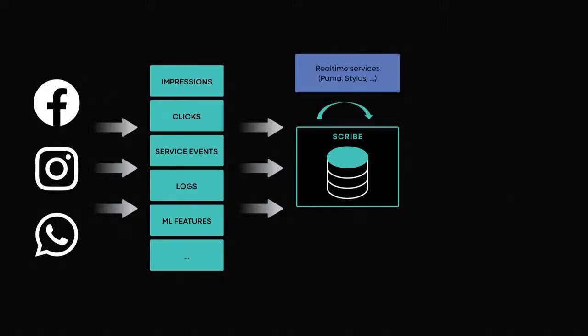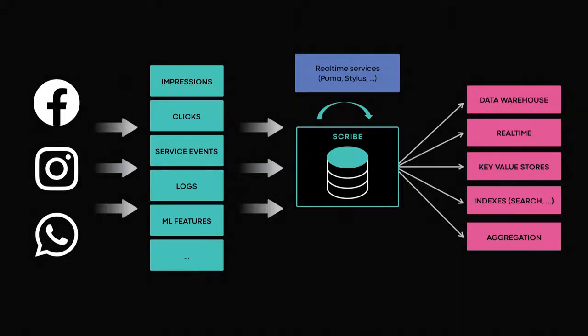And it gets written to a category, as Christina mentioned earlier. Throughout the course of its lifetime, the messages may get windowed, joined, aggregated using some of our real-time services like Puma or Stylus, which you may have heard of. They ultimately get written back into other Scribe categories, where they then make their way into more permanent and more durable storage systems like a data warehouse or something real-time like Scuba, for which there will be a talk right after this, perhaps a key value store, an index, or some kind of aggregation.